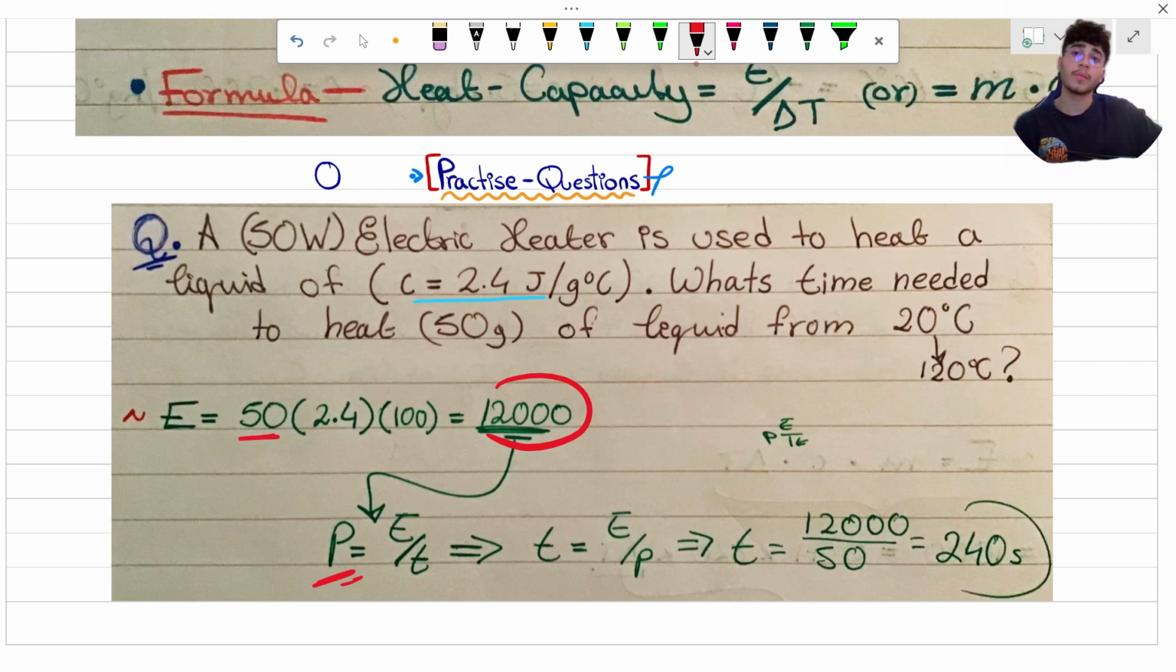Now that we have 1200, we're going to use the formula of power because they gave us power, right? Power is energy divided by time. We know power, we know energy, we need to find time. So rearrange the formula for time. Time is equal to energy divided by power. Substitute the values. Energy is 1200, power is 50. 1200 divided by 50 is 240 seconds.